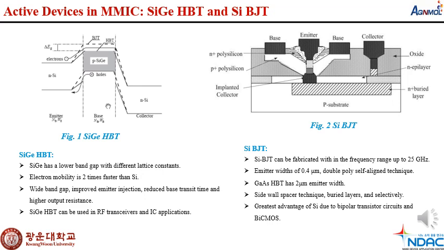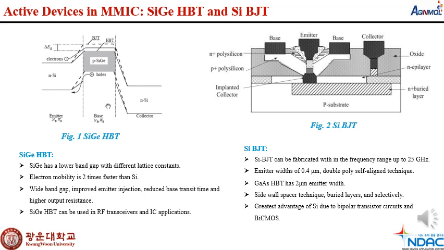In the characteristics of this silicon BJT, we can see the silicon BJT can be fabricated in a frequency range up to 25 gigahertz. The emitter width would be 0.4 micrometer, and the double poly self-aligned technique can be used to fabricate this kind of device. And the gallium arsenide HBT has a 2 micrometer emitter width, and sidewall spacer technique, buried layers and selectivity are also present, and the greatest advantage of this is the silicon bipolar transistor circuit and the big MOS.